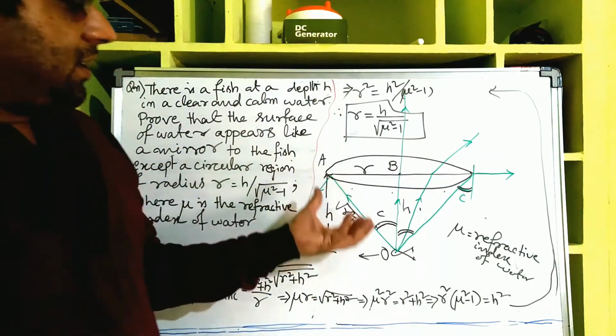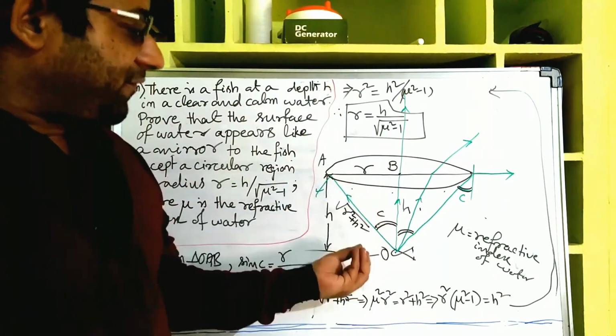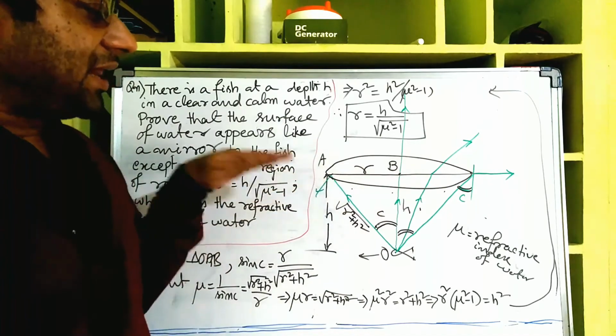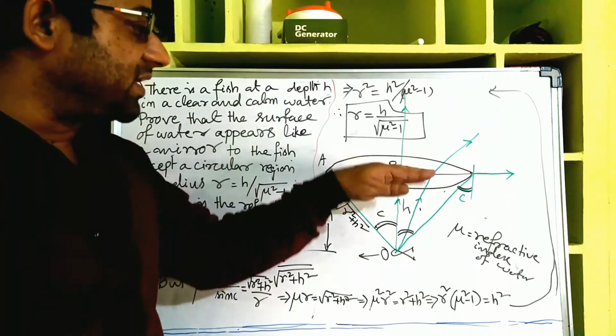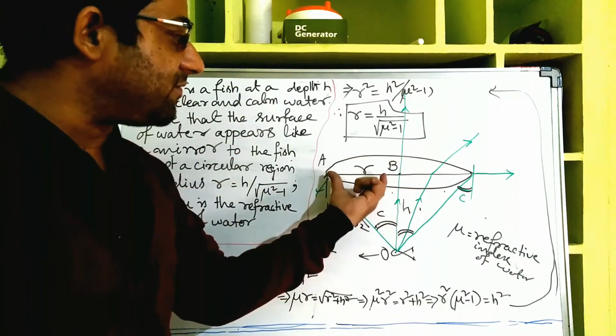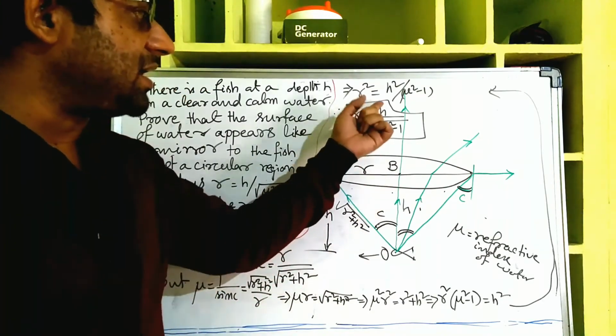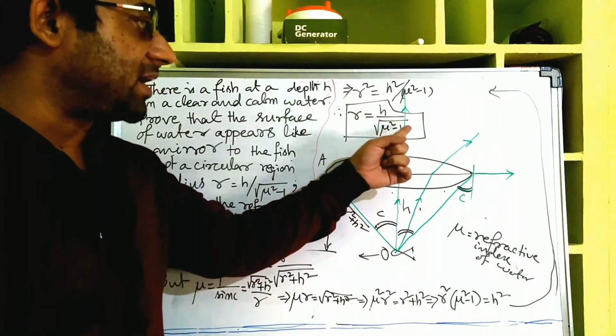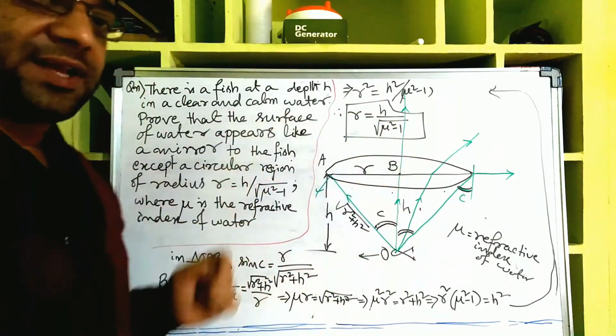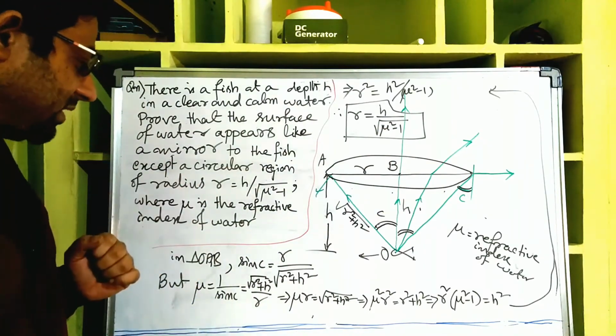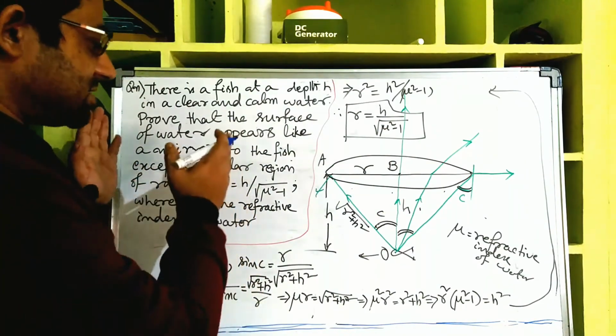So to the fish, the surface of water will appear like a huge mirror except a circular region of radius R, which is given by H divided by root under mu square minus 1, where mu is the refractive index of water. That's what was required to be proved, right? So this question is solved.